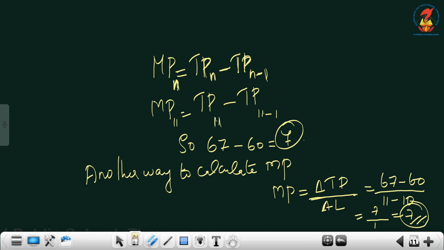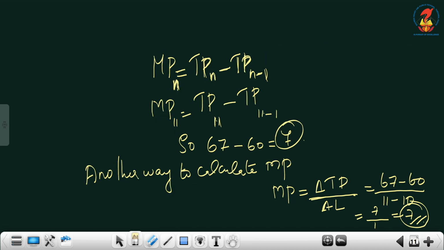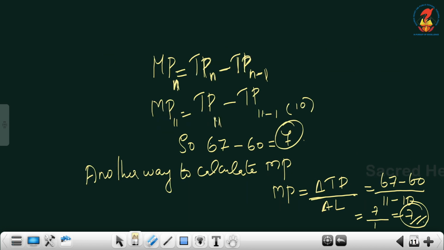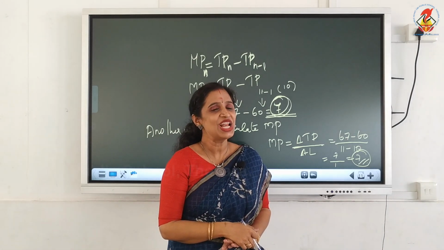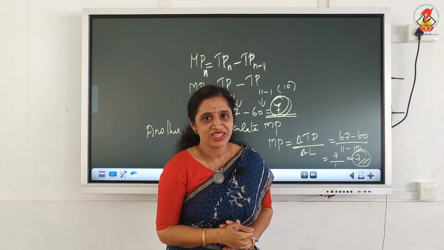So TP of 11, total productivity of the 11th unit, is 67. Total productivity of 11 minus 1, that means by using 10 laborers, how much is produced? 60. So how will you write? TPN is 67, TPN minus 1 is 60. Isn't it? So 67 minus 60 is equal to 7. So marginal productivity is 7. 7 additional is being added to the total productivity. From 60 to 67 is the change when one more labor is added.